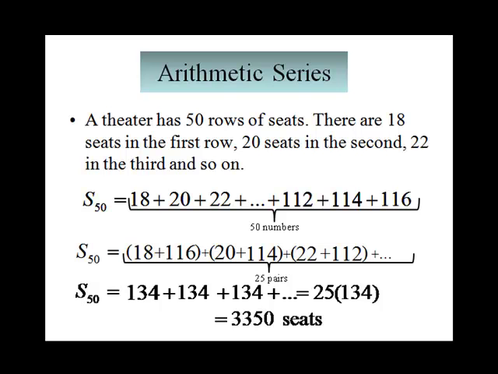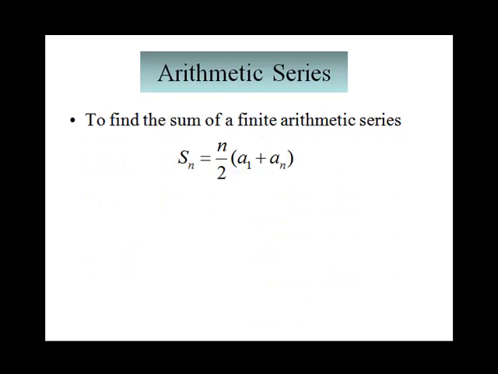What we want to do now is generalize this so we can do it for any arithmetic series. Let's think about where the 134 came from. It came from taking the first number plus the last number. Now where did the 25 come from? It came from the number of terms in the series divided by 2. So using that information, we can generalize to get our formula to find the sum of any finite arithmetic series. It's the number of terms over 2 times the quantity of the first term plus the last term.